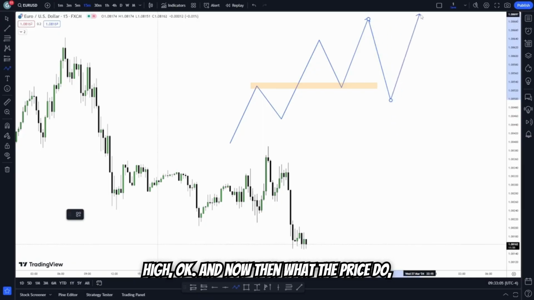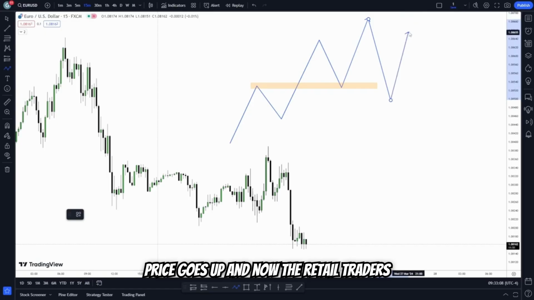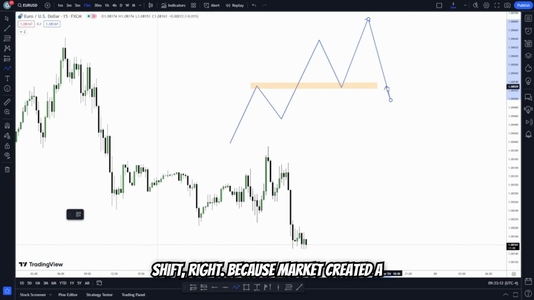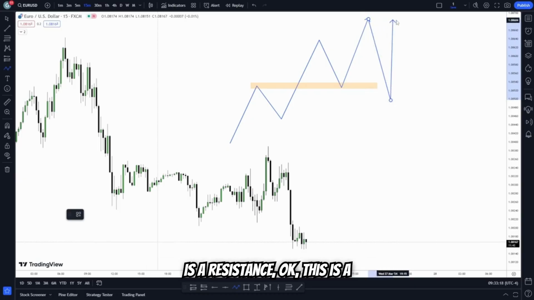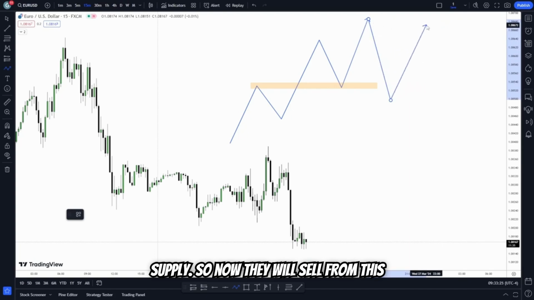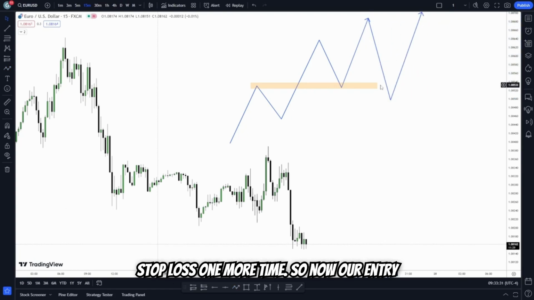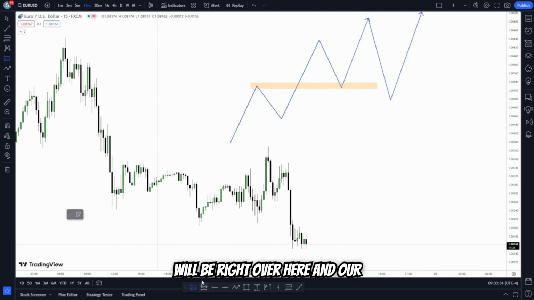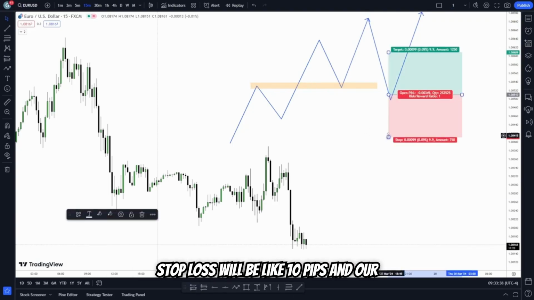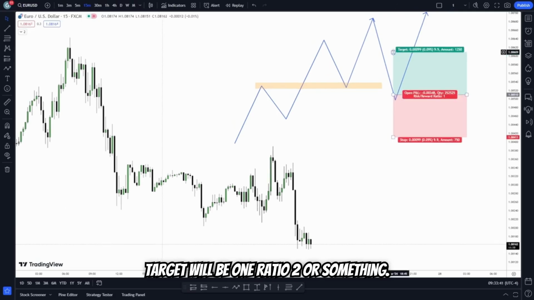Now what does price do? Price goes up, and the retail traders can see that this is a market structure shift, right? Because the market created a lower low. So they will think that this is resistance, this is supply, and they will sell from this area. But what will price do? It will keep on going up, and it will take the stop loss one more time. So now our entry will be right over here, our stop loss will be about 10 pips, and our target will be 1:2 or so.